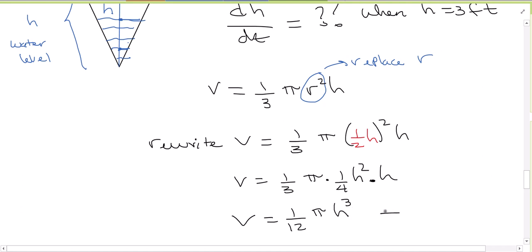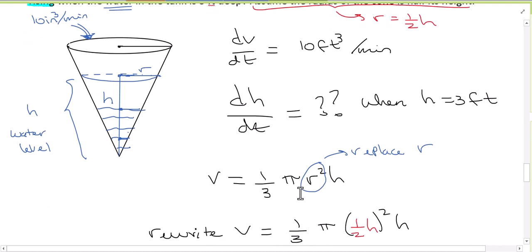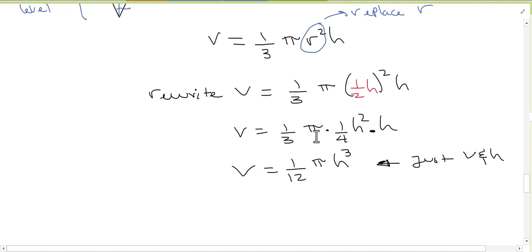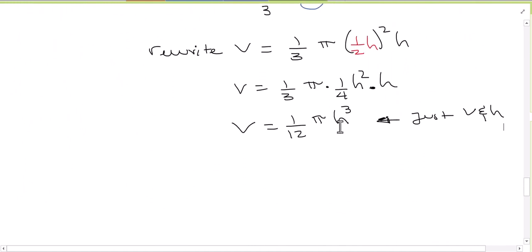Now notice that I have a function with just V and H. Why do I want it with just V and H? Those are the numerators on my d-whats. If something else in here told me the rate of change of the radius is something like 2 feet per minute, then I could put that in here and I wouldn't need to replace the R. But because I don't know anything about the radius, I need to replace it.